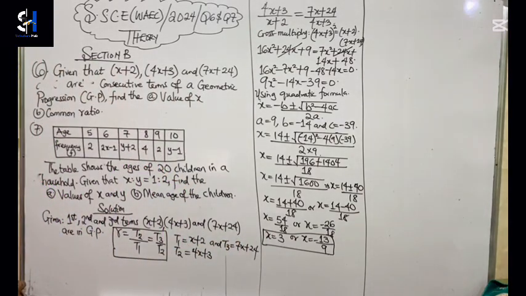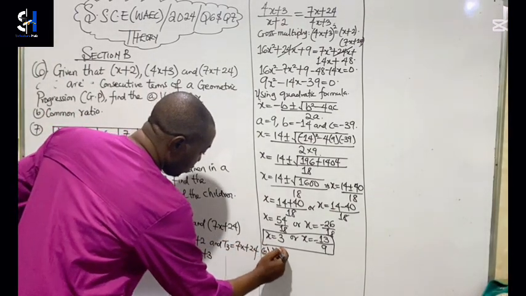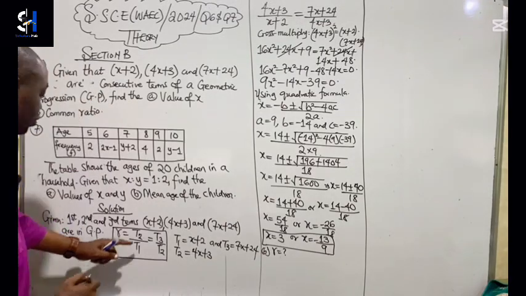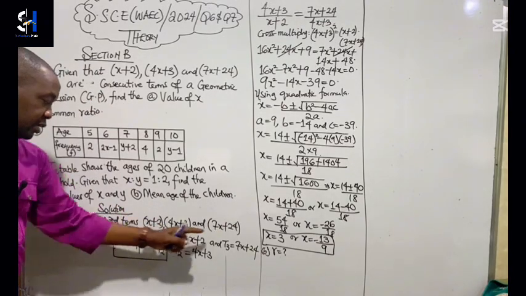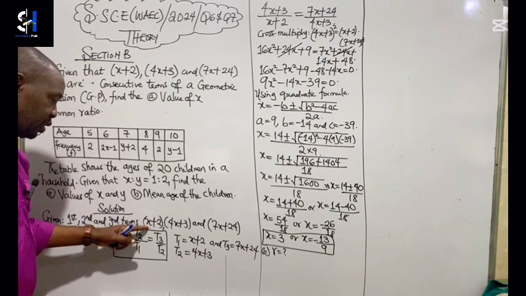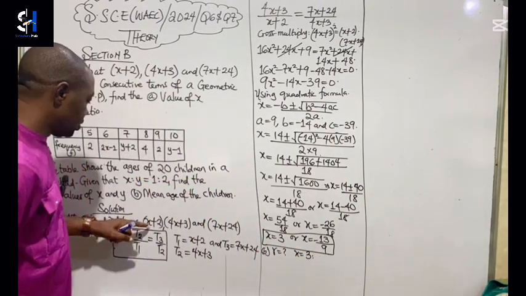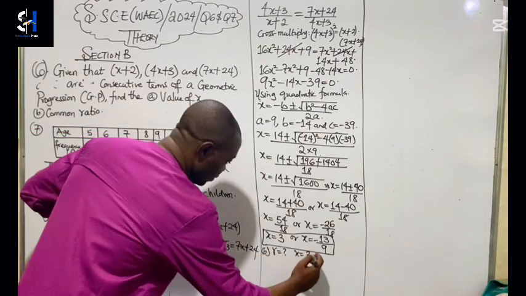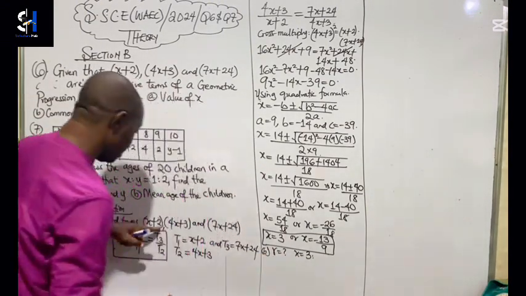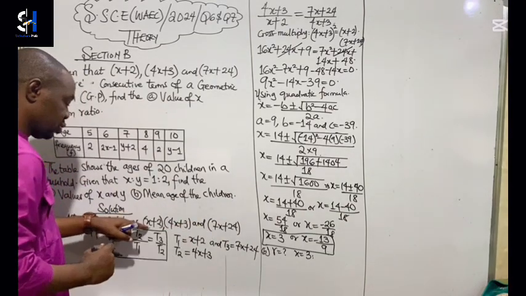Now also we want to calculate the common ratio, that's b. So we need to first find the sequence. That is, we are going to plug in the value of x. So when x equals 3, this will be 3 plus 2, that will be 5. We are looking for the common ratio, but we need to first find the sequence, like I said.